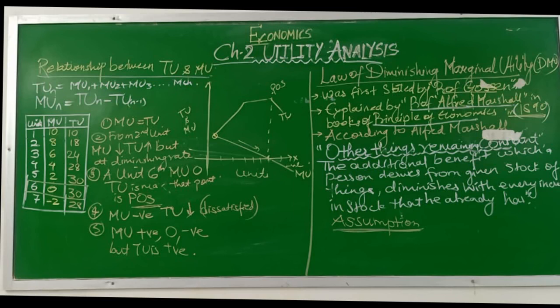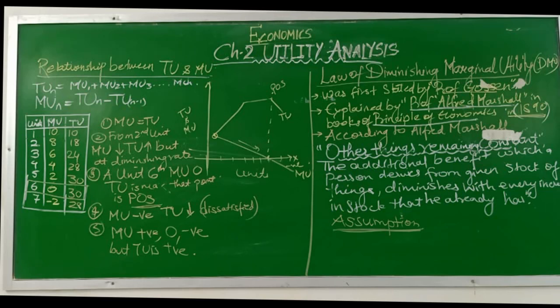So this is the fact that is expressed by the law of diminishing marginal utility. It was first proposed by Professor Gossen, so it is said to be Gossen's first law. However, it was further explained in detail by Professor Alfred Marshall in the book Principles of Economics in the year 1890. According to Professor Alfred Marshall, other things being constant, the additional benefit which a person derives from an increase in the stock of a thing diminishes with every increase in the stock that he already has.